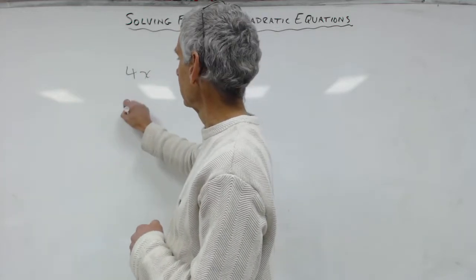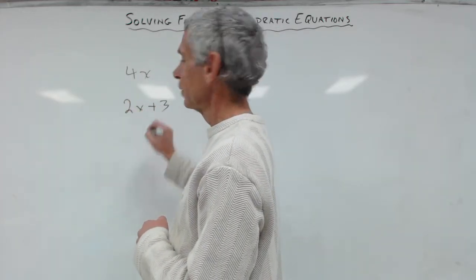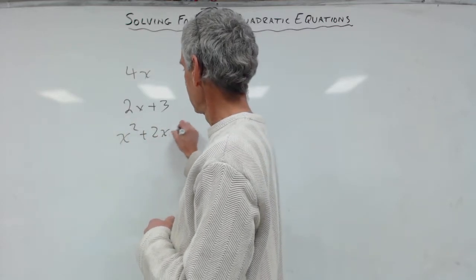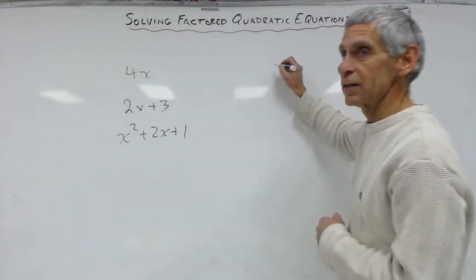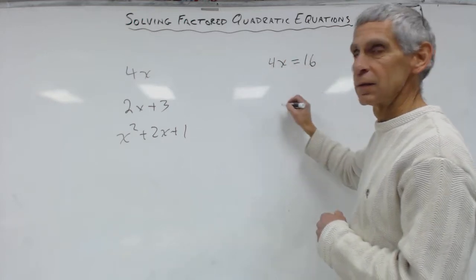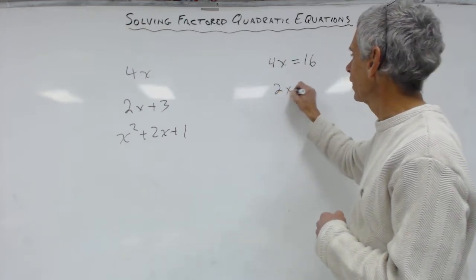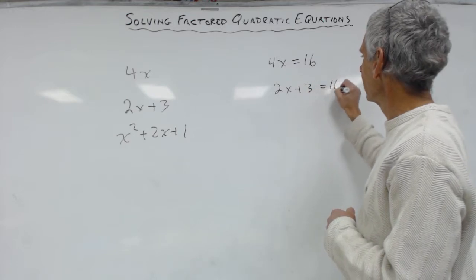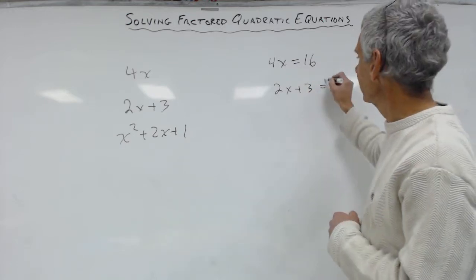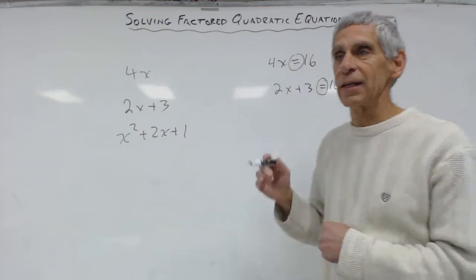This is an expression. This is an expression. This is an equation. This is an equation. 2x plus 3 equals 10. What's the difference? One has an equal sign, right? An equation has an equal sign.